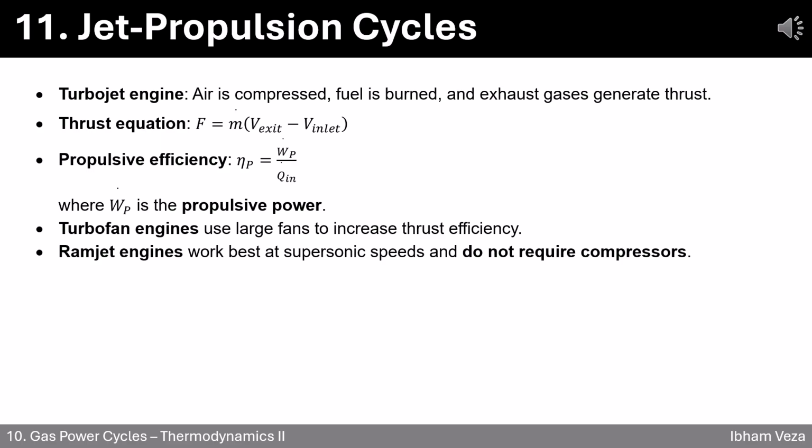Modern aircraft use turbofan engines, which add a big fan to move more air and improve efficiency, especially at subsonic speeds. For high-speed applications, we have ramjets, which skip compressors altogether and rely on high-speed airflow to compress the air naturally. These are most efficient at supersonic speeds, making them ideal for missiles and fast jets. In short, different jet engines are optimized for different speeds, but they all follow the same principle: accelerate air backward to push the aircraft forward.